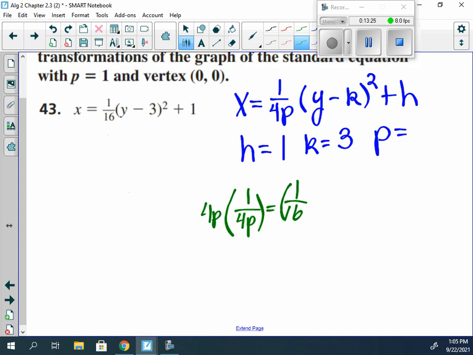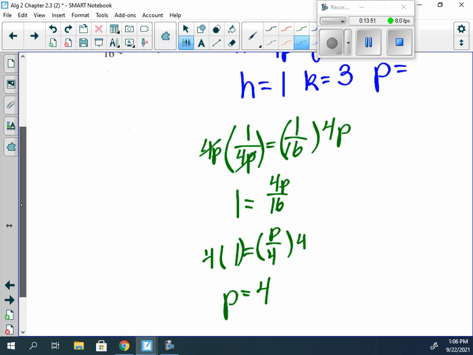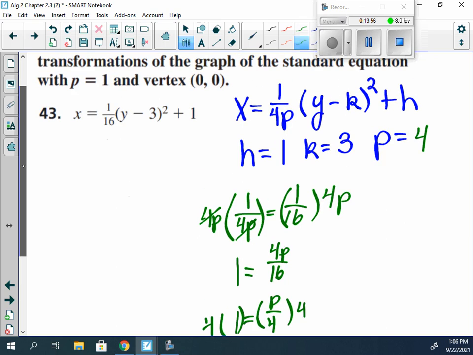Because I can multiply both sides by 4p. 4p and 4p will cancel, telling me 1 is equal to, well, 4p over 16. Or we can say p over 4. Multiply both sides by 4, and I get p is equal to 4. Questions on this here?